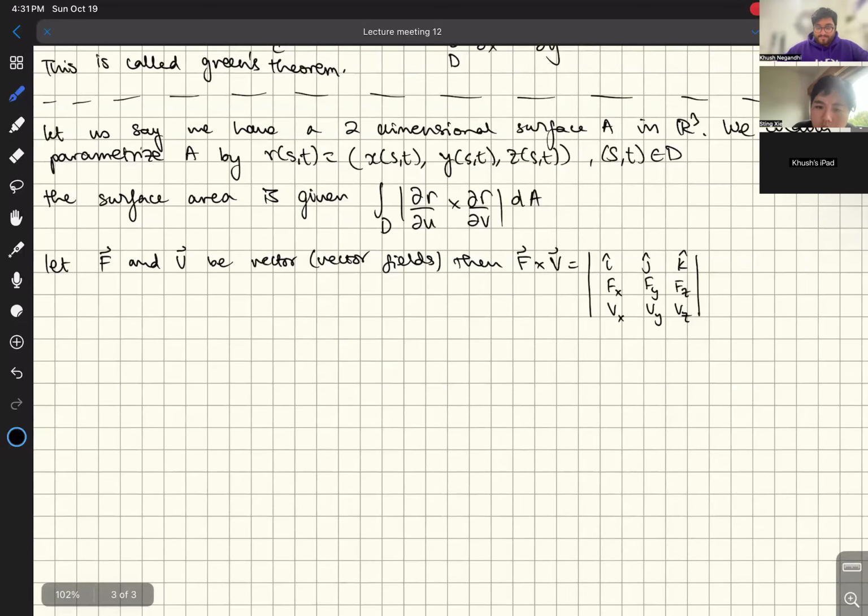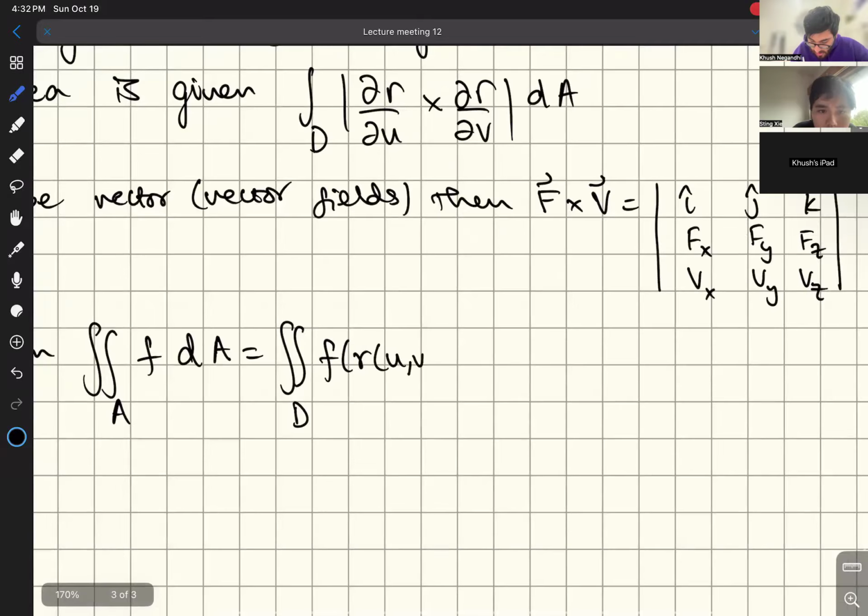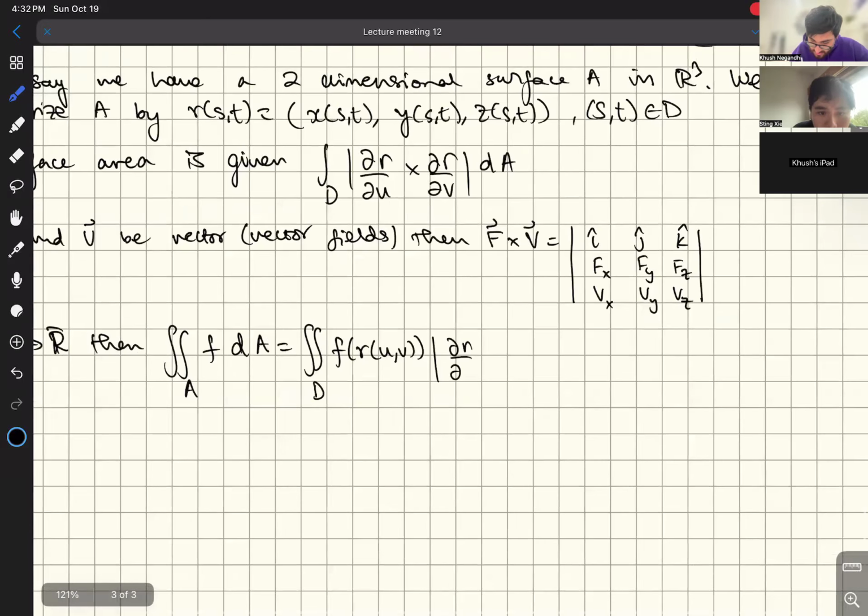Now that we have the surface area, if you remember how we did line integrals, we can also define the weighted integral, or the integral over the surface. If f is a function from A into the extended reals, then the integral over A of f dA is nothing but the integral over D of f composed with r times this weird determinant, this weird derivative factor.